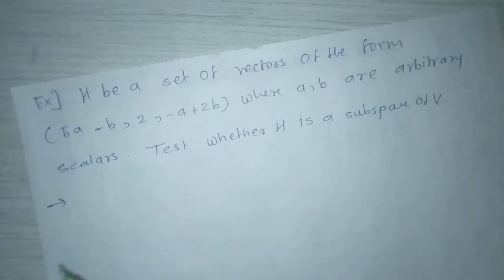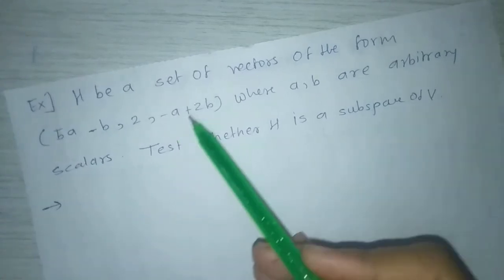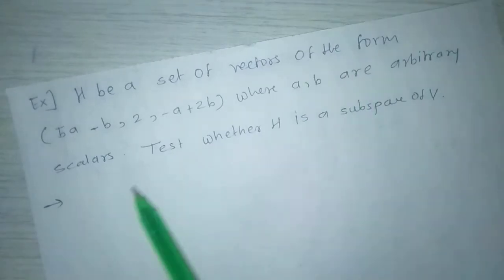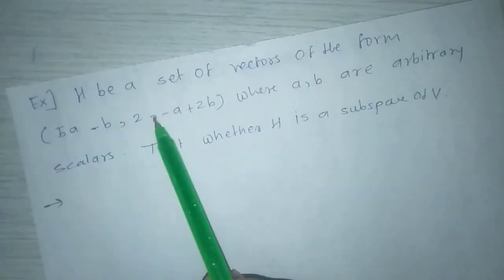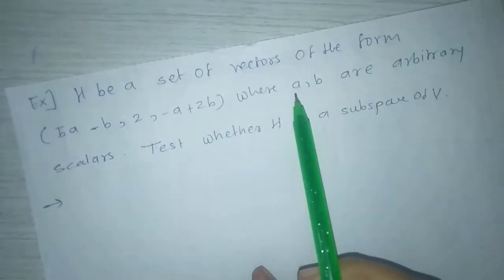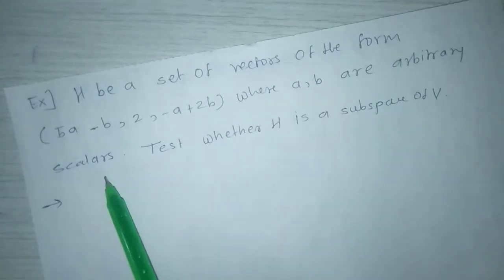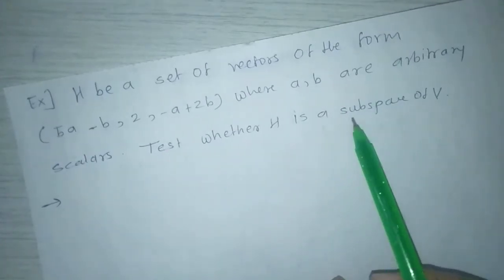Hello students. Next example. Let H be a set of vectors of the form (5a minus b, 2 minus a plus 2b), where a, b are arbitrary scalars. Test whether H is a subspace of V.